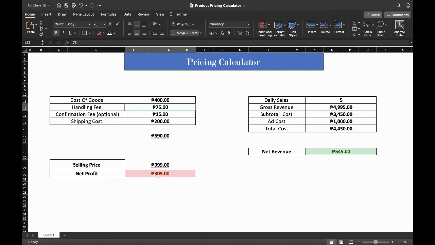And in this case, it's 309. So obviously, I would not price it at 999. I would probably price this item right at 1199. And that brings me back now to being over the 500 peso per item profit. Okay, so that should always be your calculation to start.